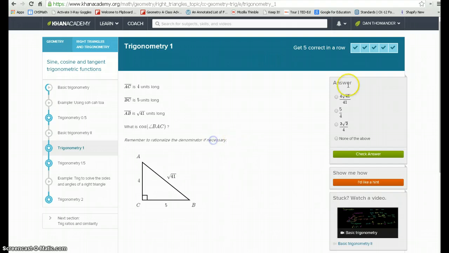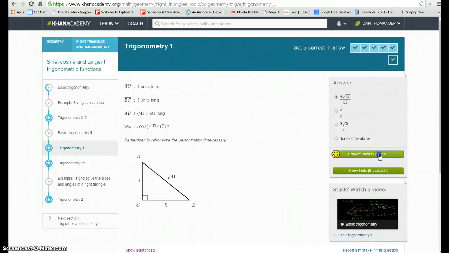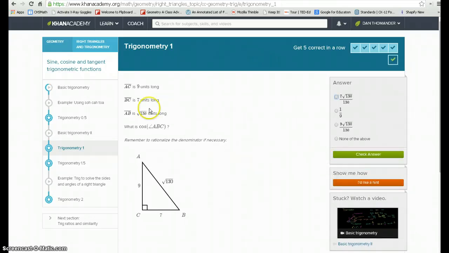If you had an answer that was 4 over root 41, the way that we rationalize is we multiply top and bottom by the root of 41, so that the bottom becomes 41. And so our answer is 4 root 41 over 41. If you need to practice with that, just let me know. I can help you practice, but this is basically the same kind of problem. What is the cosine of ABC? So I'm over here at B. Cosine is adjacent over hypotenuse, so 7 over root 130. But we want to get rid of the root 130 in the denominator, so we multiply by root 130. Moves it to the numerator. We have 7 root 130 over 130.